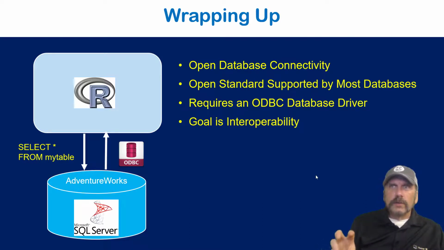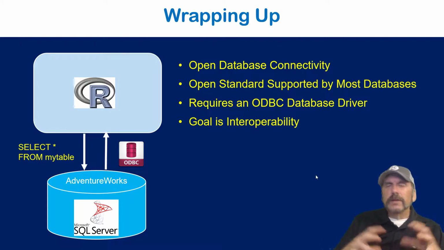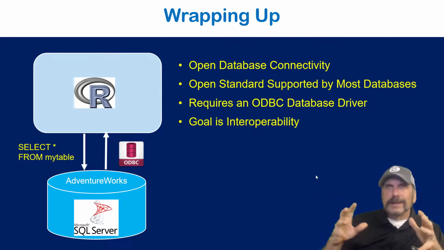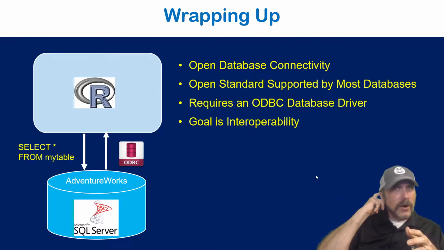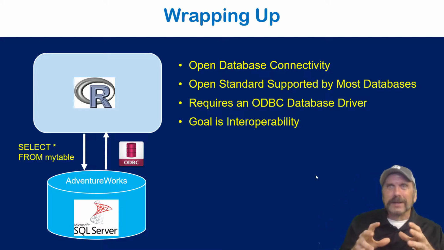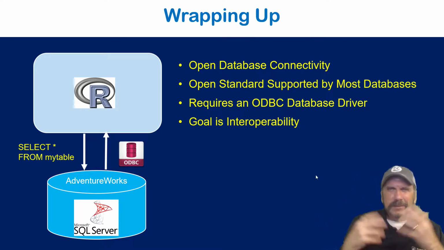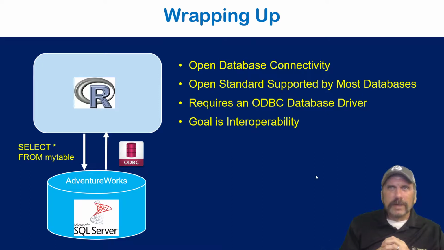The goal of ODBC is interoperability, and using R and ODBC together, you get a really nice synergy. It's a nice way to be able to get data from the world. I would be surprised if many R programmers have not used ODBC if they've been doing it a while, because most of the time data is going to be coming from a relational database at some point somewhere. And so this is a really good thing to know.